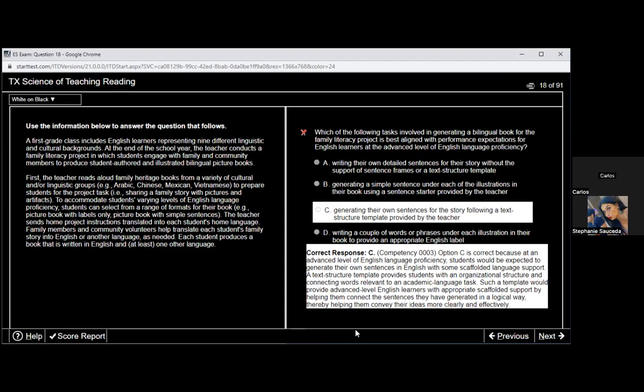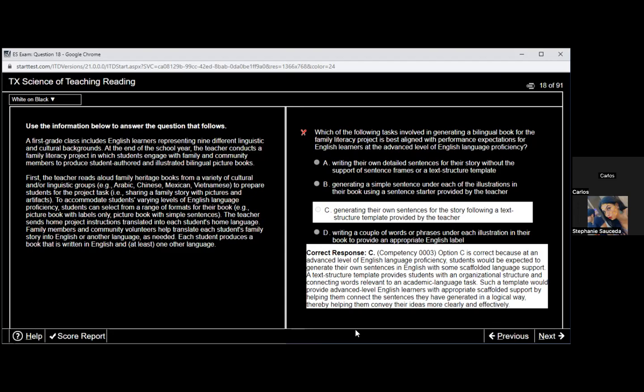Now, on the opposite end of beginner, we have advanced high. Remember, I told you advanced high is equal to or better than a native English speaker. What would be out of A and B? It'd be letter A, writing their own detailed sentences without the support. Zero support. They are good to go.